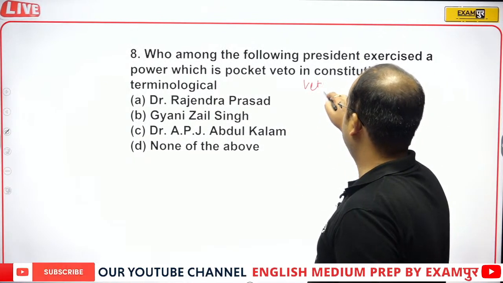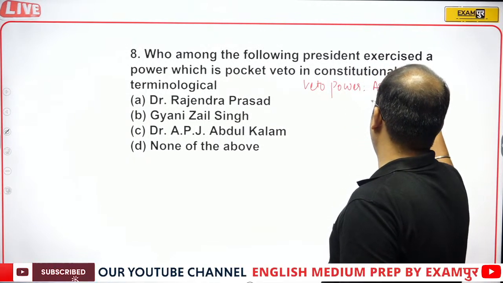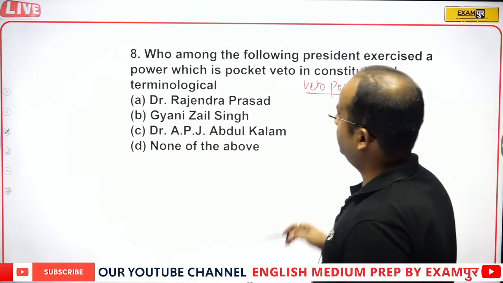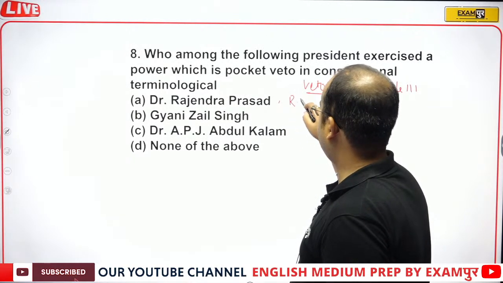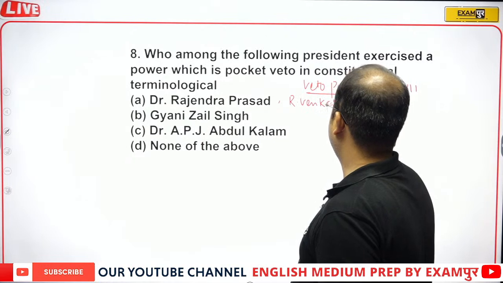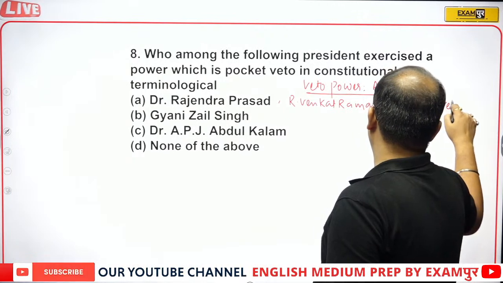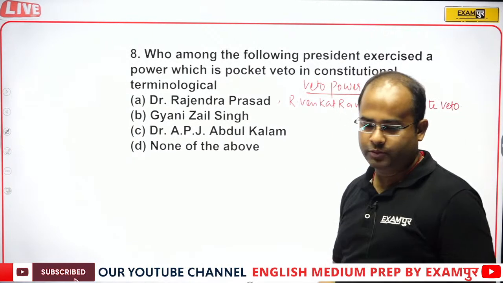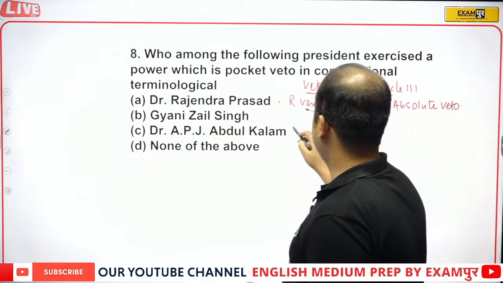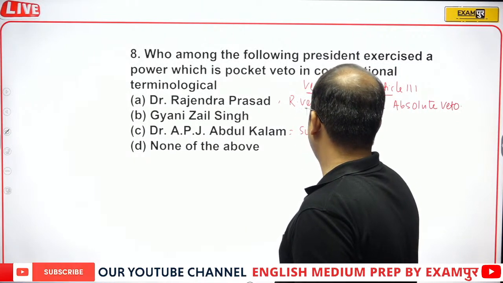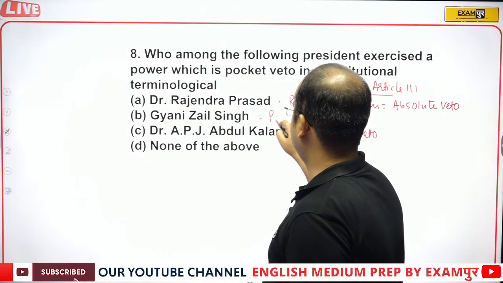So veto power is mentioned in Article 111 of the Indian Constitution. We have first the absolute veto, that is used by Dr. Rajendra Prasad and R. Venkat Raman. Dr. APJ Abdul Kalam used suspensive veto, and Gyani Zail Singh used pocket veto.